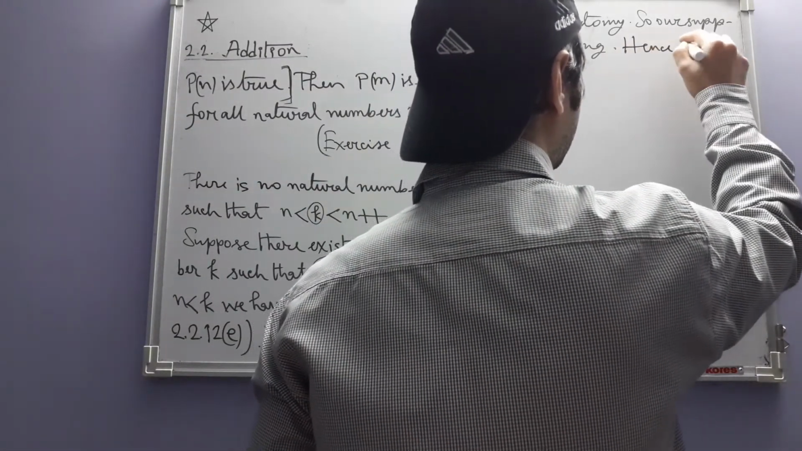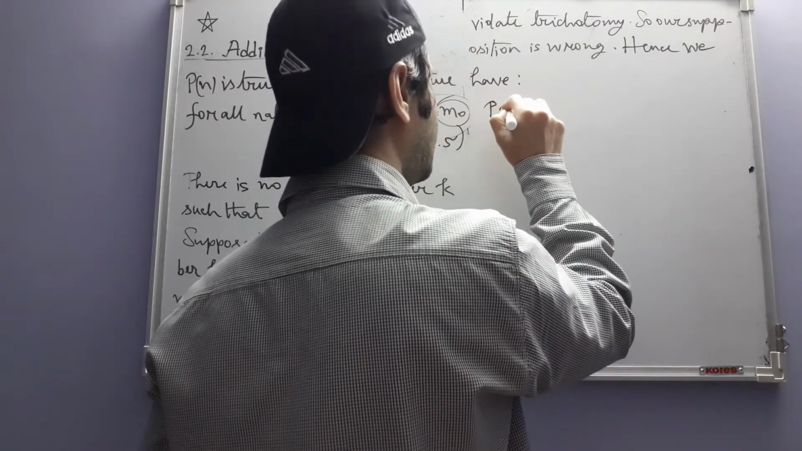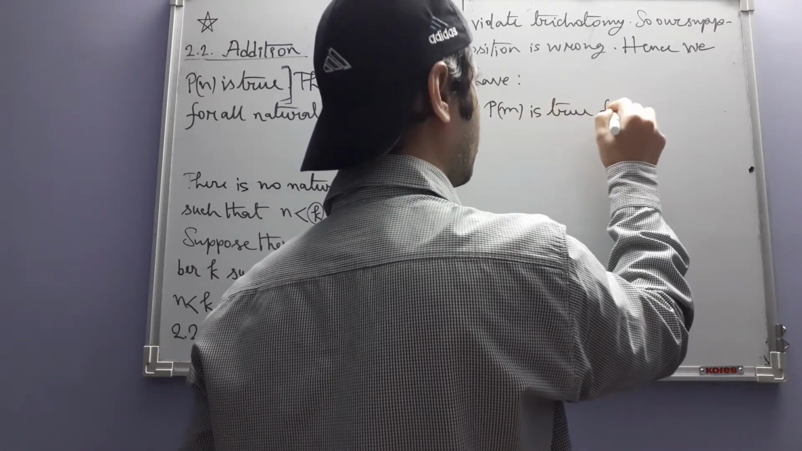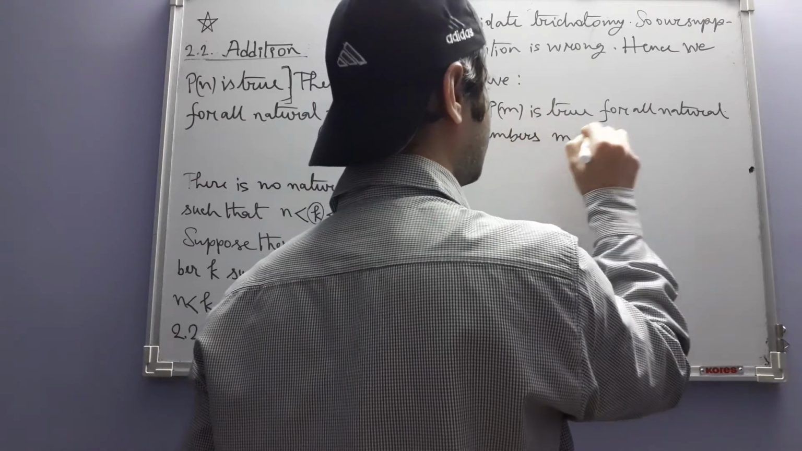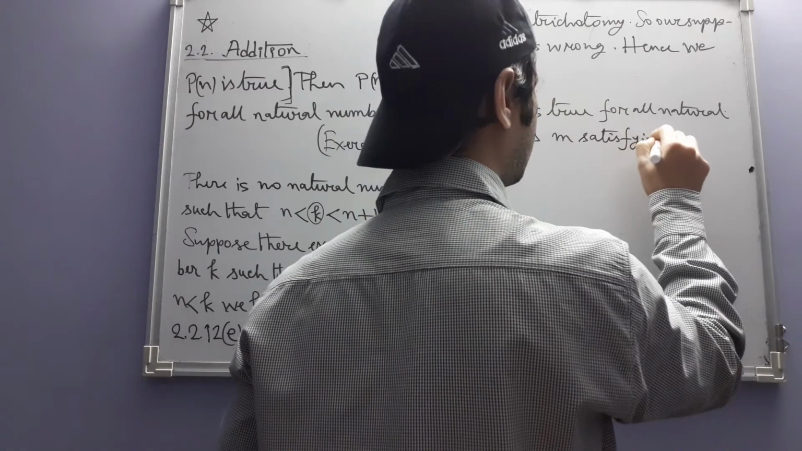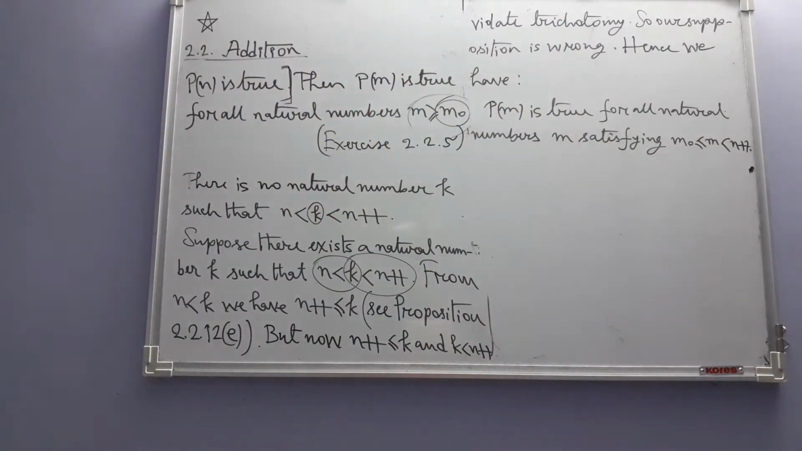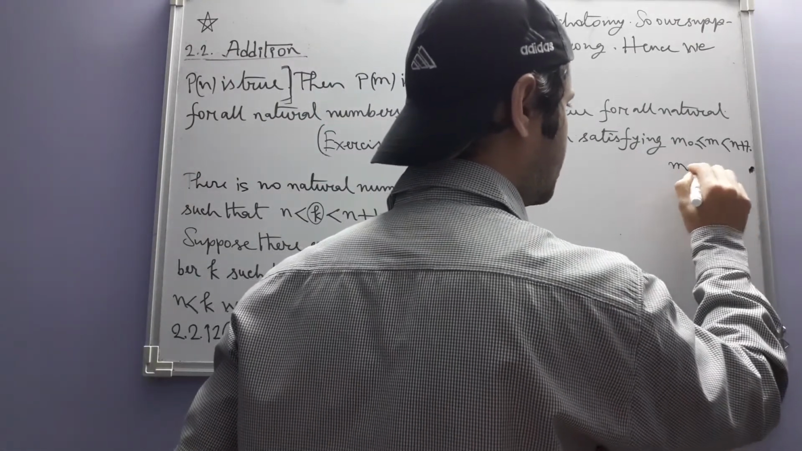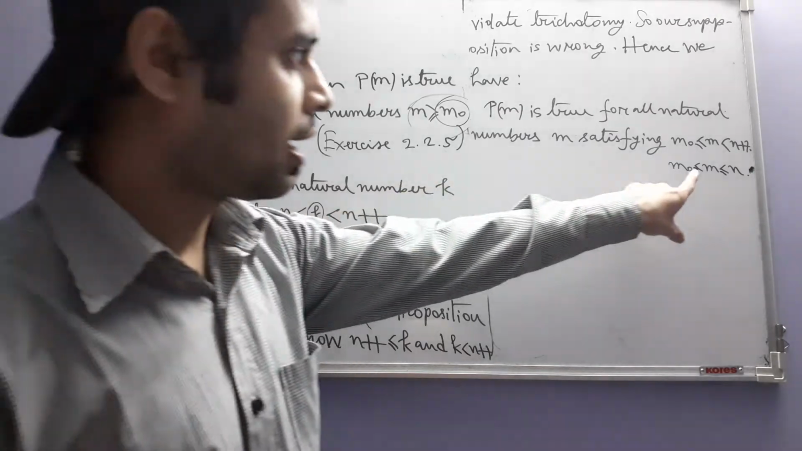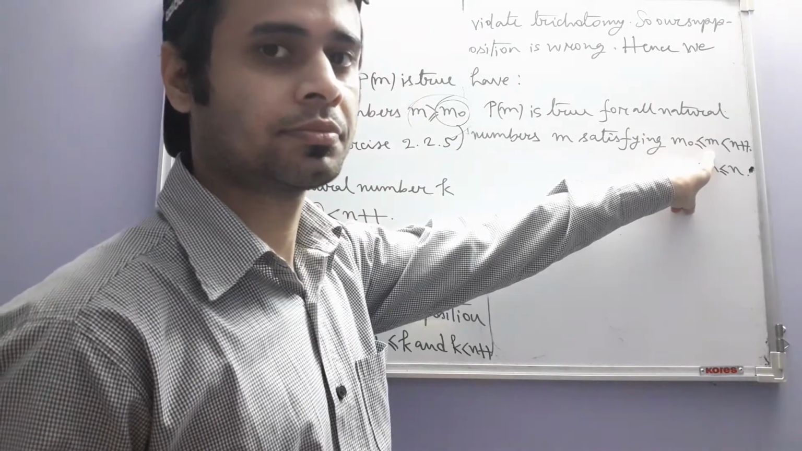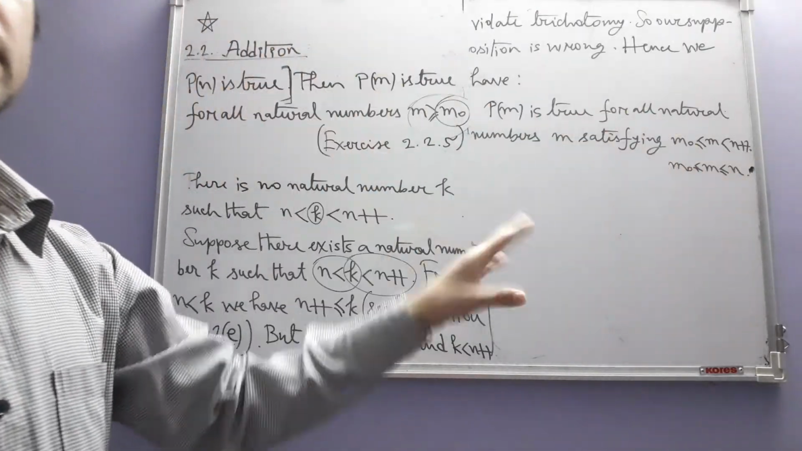Hence, we have this: Pm is true for all natural numbers m satisfying this, n plus plus, because these inequalities are equivalent to these inequalities, less than or equal to n. The fact that there is no k between n and n plus plus allows me to write these inequalities like this. Okay, so now Pm is true for all m lying between m naught and n plus plus, excluding n plus plus.